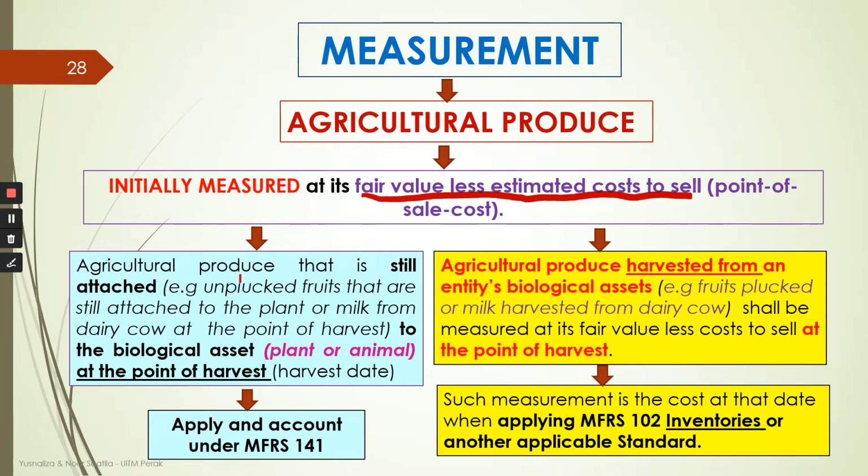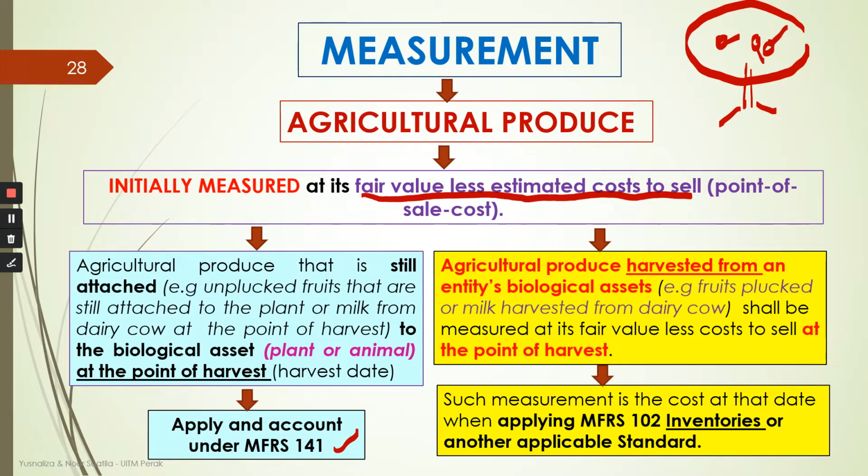Number one is the agricultural produce that is still attached to the biological asset. Let's say you have a tree here, and let's say these are the fruits. Since it is still attached to the tree, it is actually part of the tree, right? So it will be measured and accounted for under Mfrs 141. That one is at the point of harvest. That was for the tree.